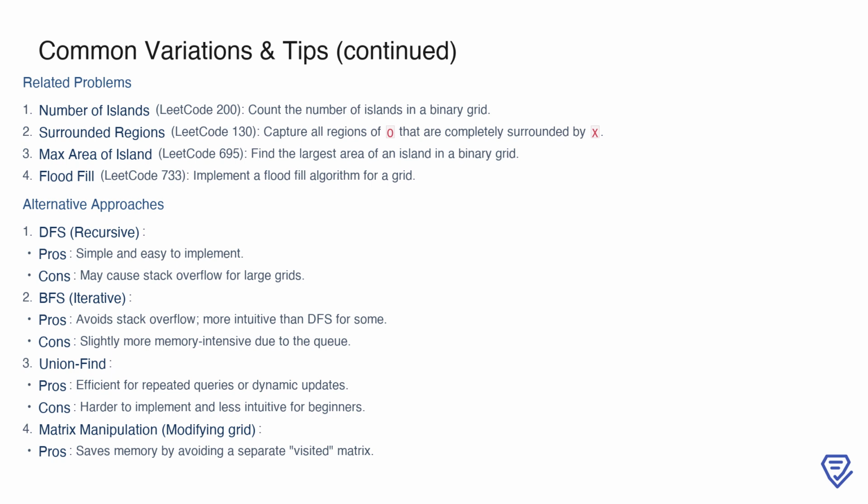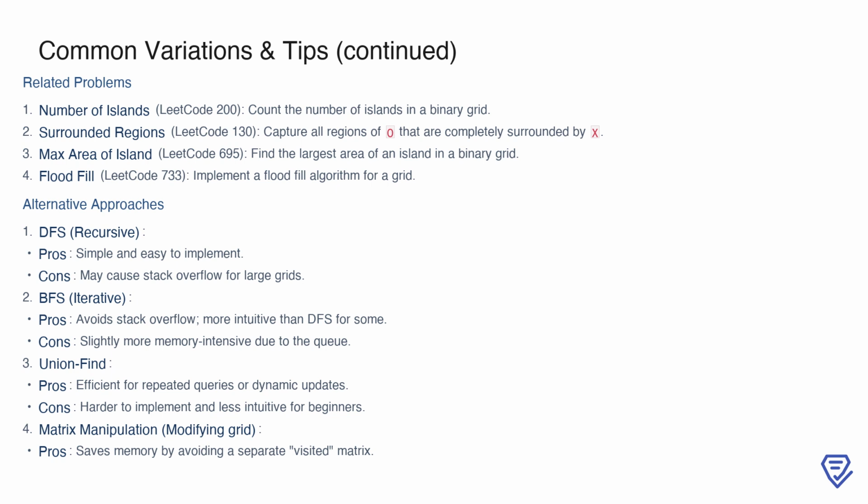This problem also has strong connections to other popular grid-based problems. For example, number of islands, LeetCode 200, asks you to count the number of islands in a grid, while surrounded regions, LeetCode 130, involves identifying and capturing regions of O completely surrounded by X. Max area of island, LeetCode 695, focuses on finding the largest island, and flood fill, LeetCode 733, requires you to implement a flood fill algorithm. These problems share similar traversal techniques and are great for practicing grid-based DFS, BFS, or union find approaches.